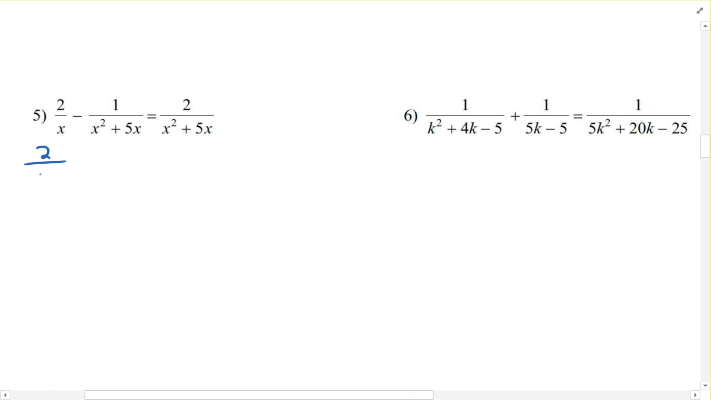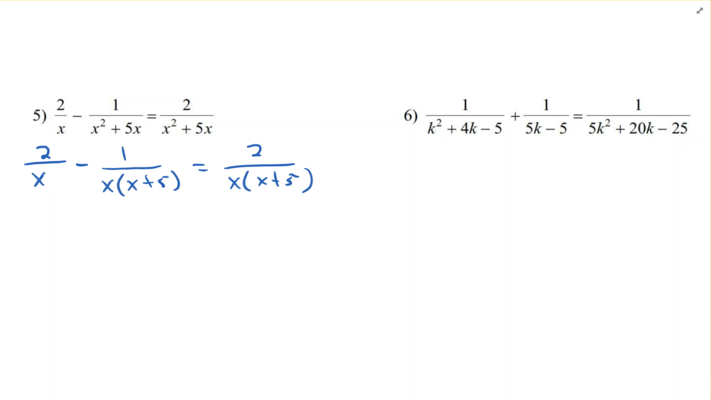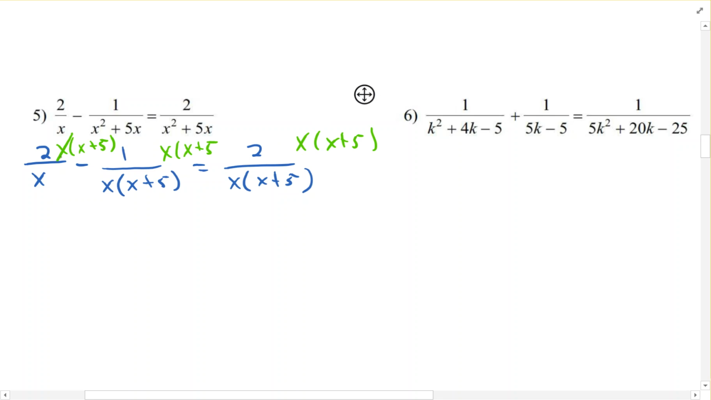So this is going to be 2 over x minus 1 over x times x plus 5 is equal to 2 over x times x plus 5. I'm going to multiply everything by x times x plus 5. Okay, x cancels with x. The whole thing cancels the whole thing in the bottom, and same with that one. So what I'm left with is 2 times x plus 5 minus 1 is equal to 2.